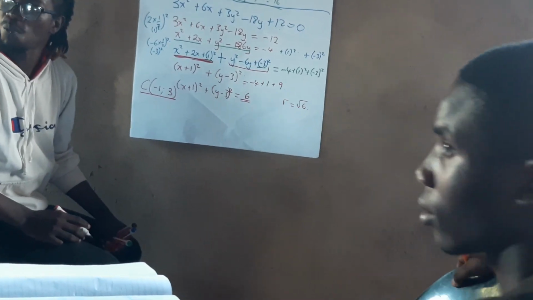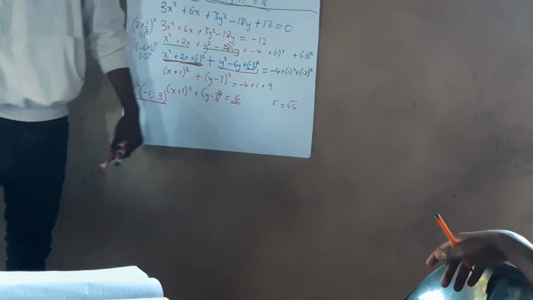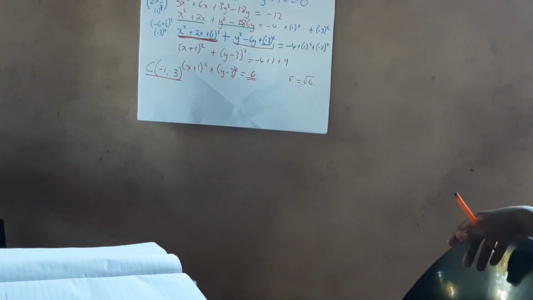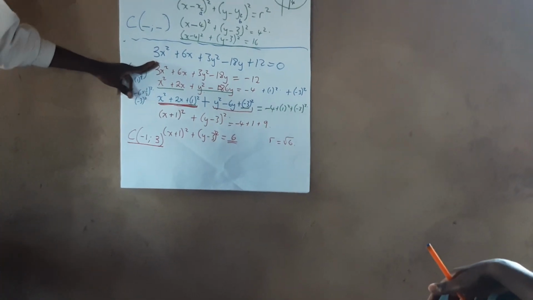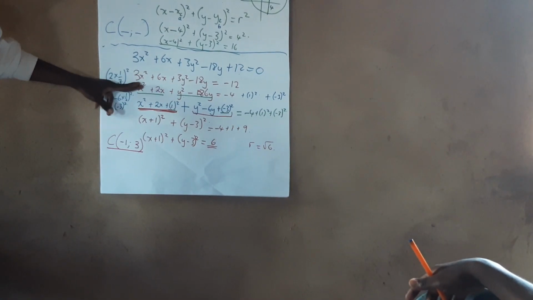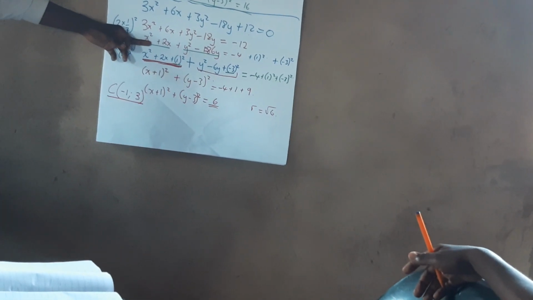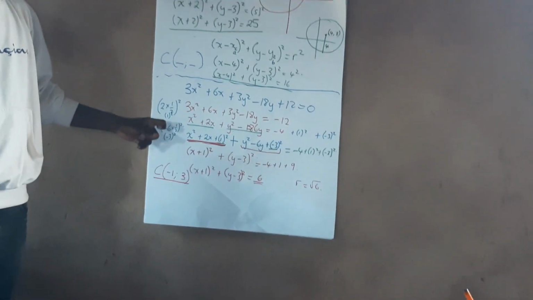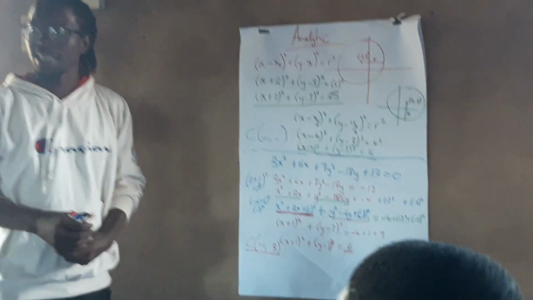Is it making sense? Where are you lost? You would have put it as 1 in brackets squared plus negative 3 in brackets squared. Can you go over that? Okay, this is completing the squares, right?